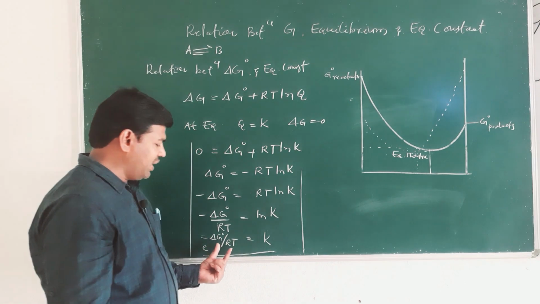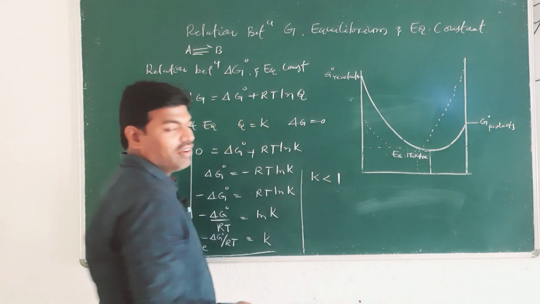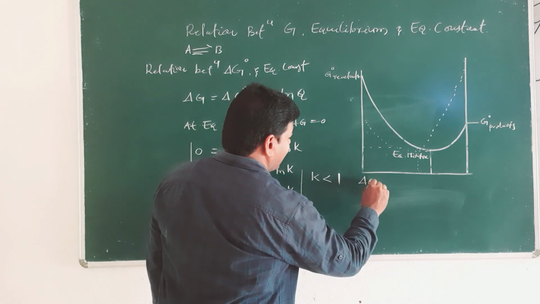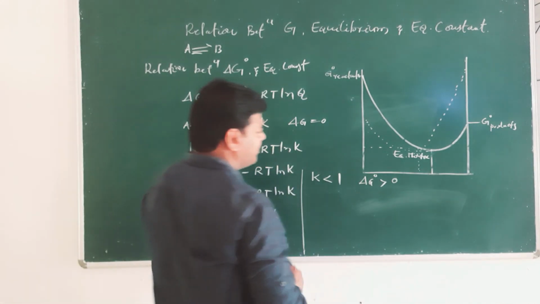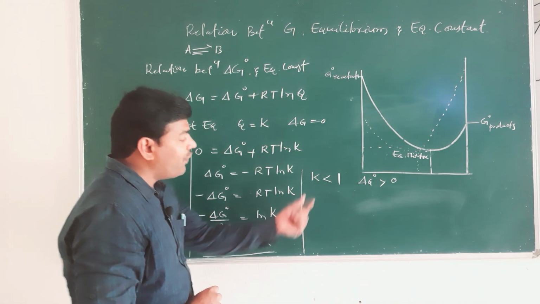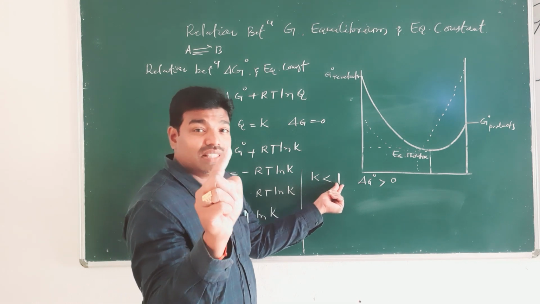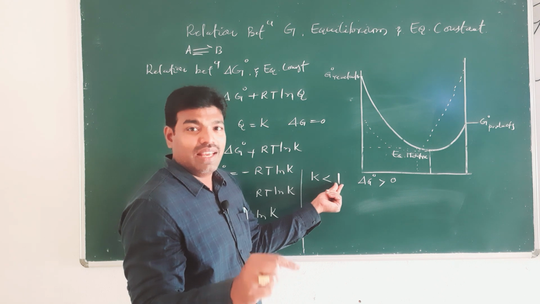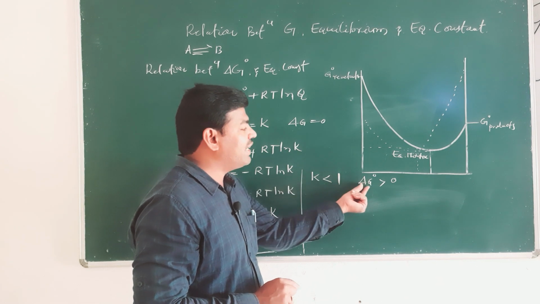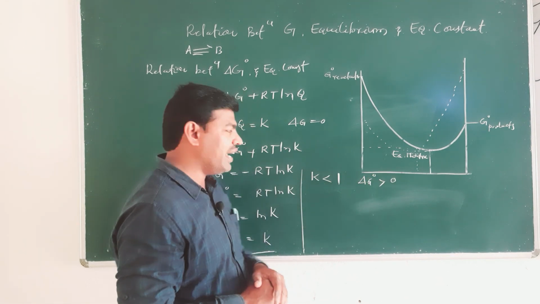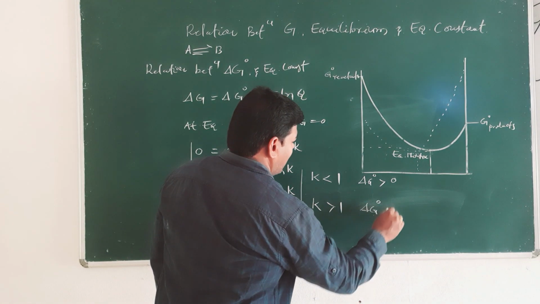One more relation between these two: when K is less than 1, delta G naught is greater than 0. When will K be less than 1? When the Gibbs energy minimum lies close to the reactants. In such a case, K is less than 1, and delta G naught is greater than 0. When K is greater than 1, delta G naught is less than 0.